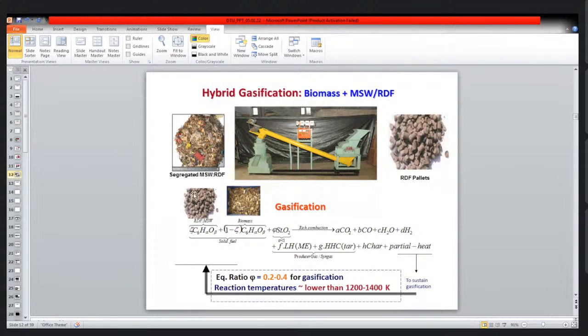But how much should it be? How much should be the proportion, if I use all RDF, or do we have to use complete biomass feedstock? So how we have to integrate it is a question, and it will depend on the chemical characteristics of RDF and biomass as well. So in this process, again, because the RDF is a low calorific value feedstock as compared to wood, the reaction temperature in the gasifier will be lower, the chances of high hydrocarbons are again higher, and the chances of dioxins and furans may again be higher.